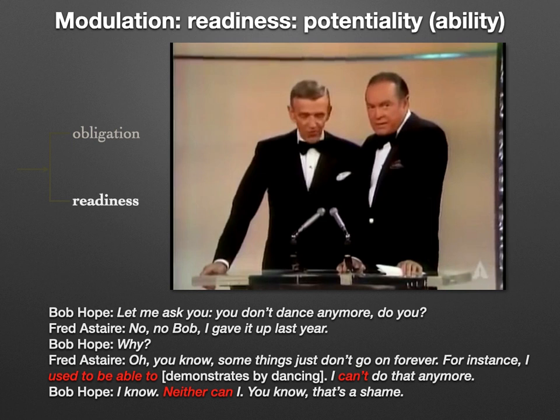So listen to this exchange and look at what Fred Astaire does when he says, I used to be able to. Now, used to be able to, of course, an interesting combination. The actual modality of ability, potentiality, comes in the predicator, one of these periphrastic expressions of modality. We'll come back to that more systematically. Used to means essentially habit in the past.